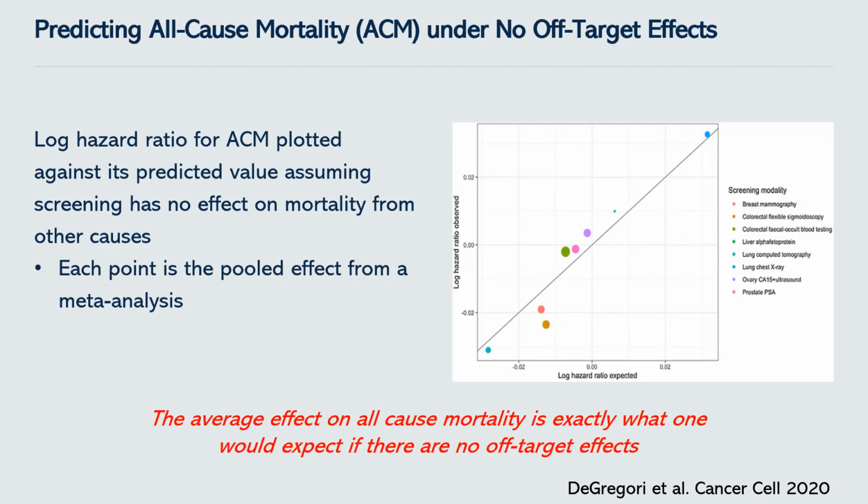And you can see there is an extremely close correlation, very close to a straight line. The average effect on all-cause mortality is exactly what one would expect if there'd been no off-target effects. And that line is going through the origin, and it has slope 1.